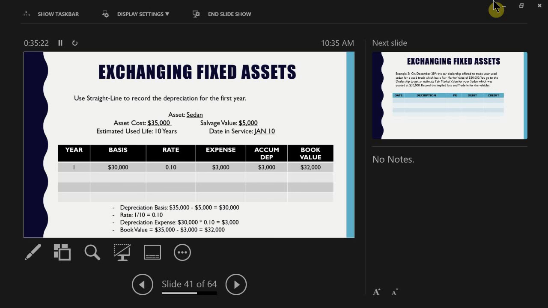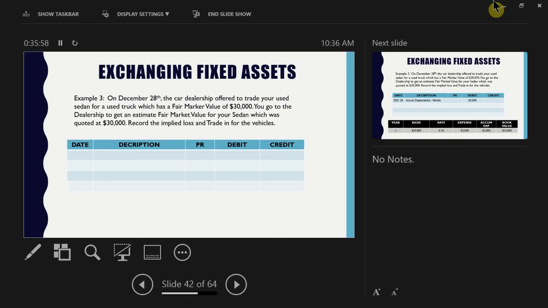So in this case, I solve for my table here. If I were to depreciate it for the first year, I'm looking at $30,000 times 0.10 because it's 1/10 years, which is going to be $3,000 per year. Therefore, for the first year, if I were to depreciate it, it's going to be $32,000 at the end of the first year. So the book value is always, always important. Okay, so let's go ahead and say here, well, then what if on the same exact year, at the end of the year, December 28th?